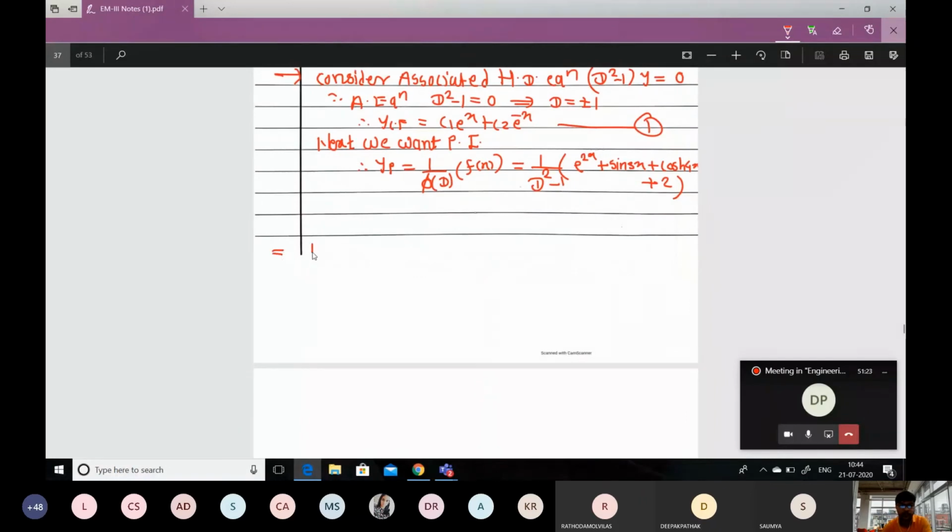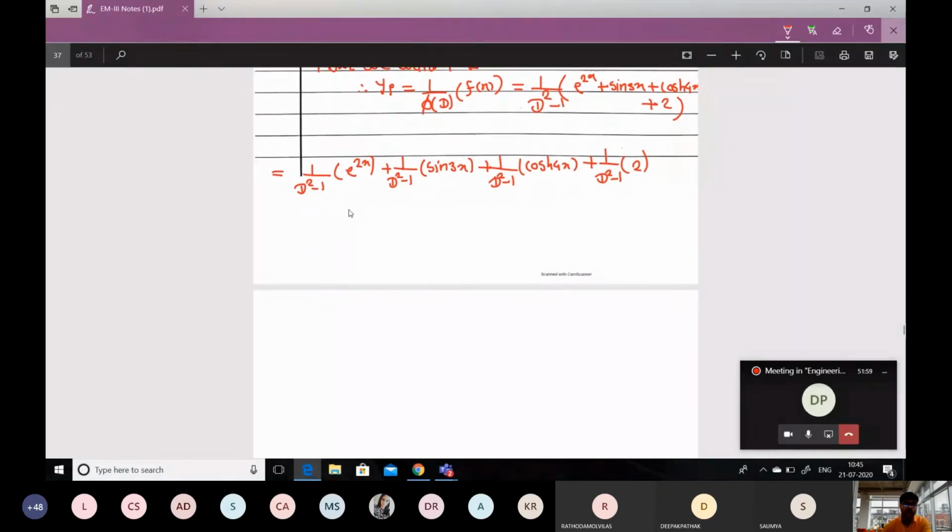Okay, so this is the right hand side, and now just separate the operator. So 1 upon D square minus 1 operating on the first term, that is e to the power 2x, plus 1 upon D square minus 1 operating on the second term, sine 3x, plus 1 upon D square minus 1 operating on the third, cos hyperbolic 4x, and plus 1 upon D square minus 1 operating on the last constant term 2.